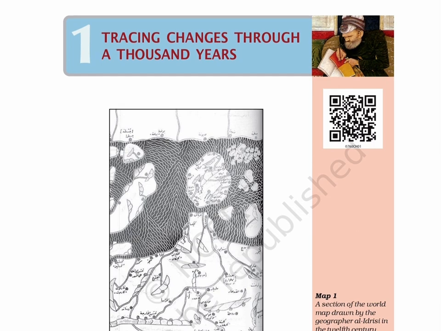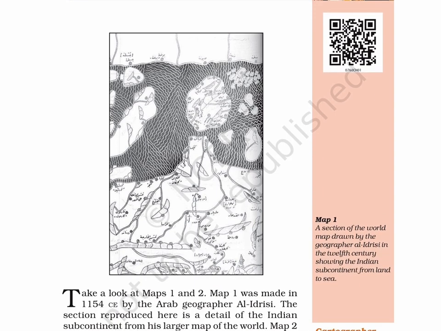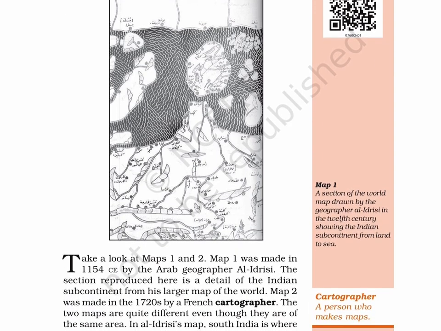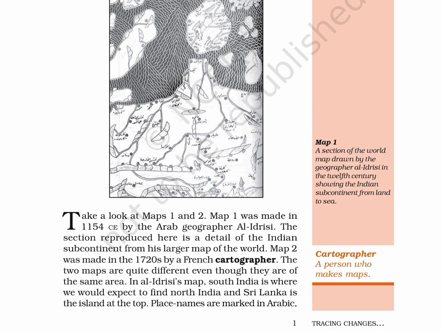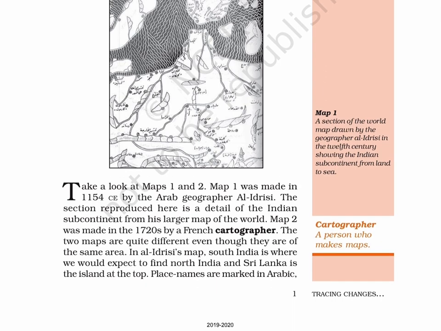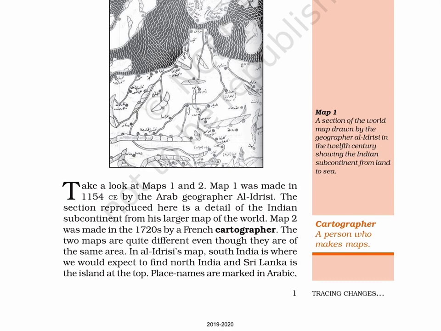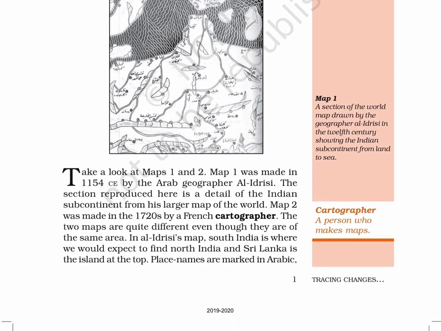In the middle of this page, map number 1 is shown. A section of the world map drawn by the geographer Al-Idrisi in the 12th century showing the Indian subcontinent from land to sea. Cartographer, a person who makes maps.